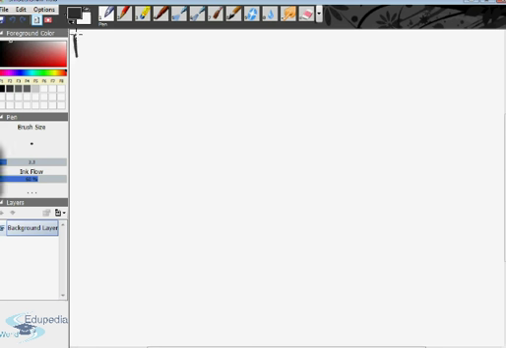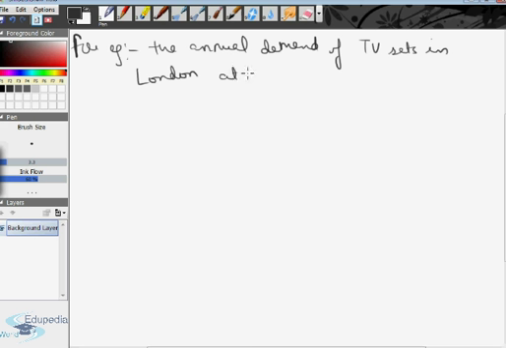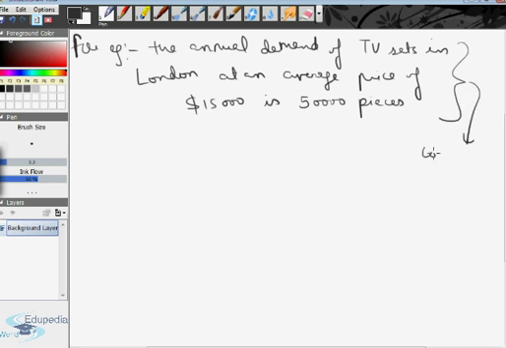For example, if I say that the annual demand of TV sets in London at an average price of $15,000 is 50,000 pieces.